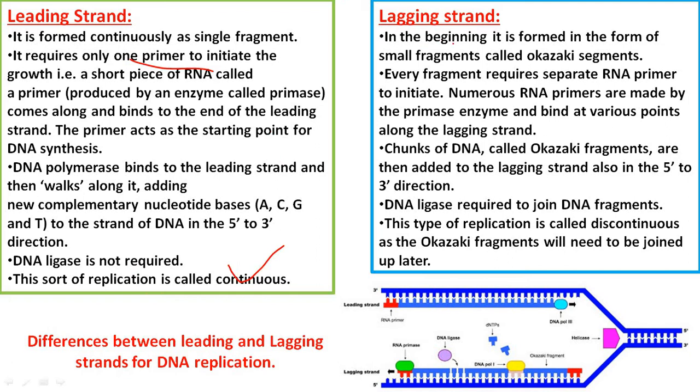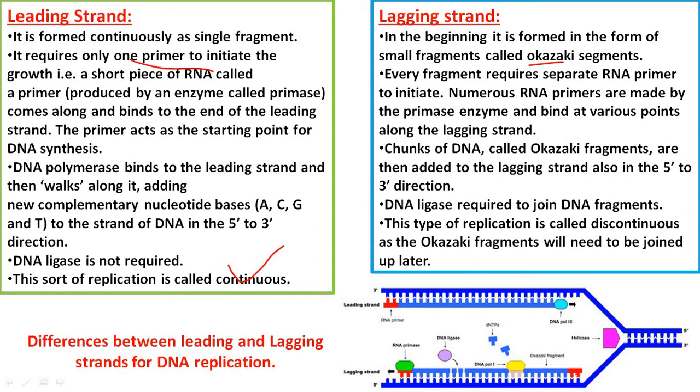The lagging strand, in the beginning, is formed in the form of small fragments called Okazaki fragments, and every fragment requires a separate RNA primer to initiate. Numerous RNA primers are made by the primase enzyme and bind at various points along the lagging strand. Chunks of DNA called Okazaki fragments are then added to the lagging strand, also in the 5' to 3' direction. DNA ligase is required to join the DNA fragments. This type of replication is called discontinuous, as the Okazaki fragments will need to be joined up later.